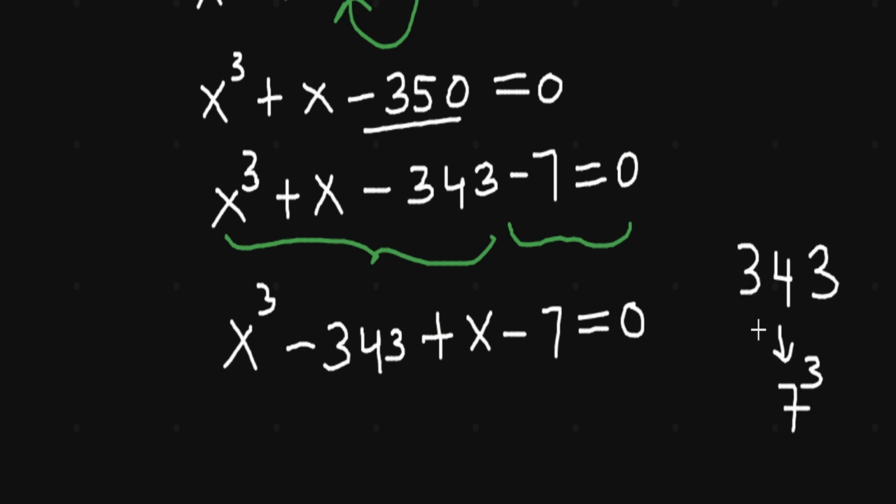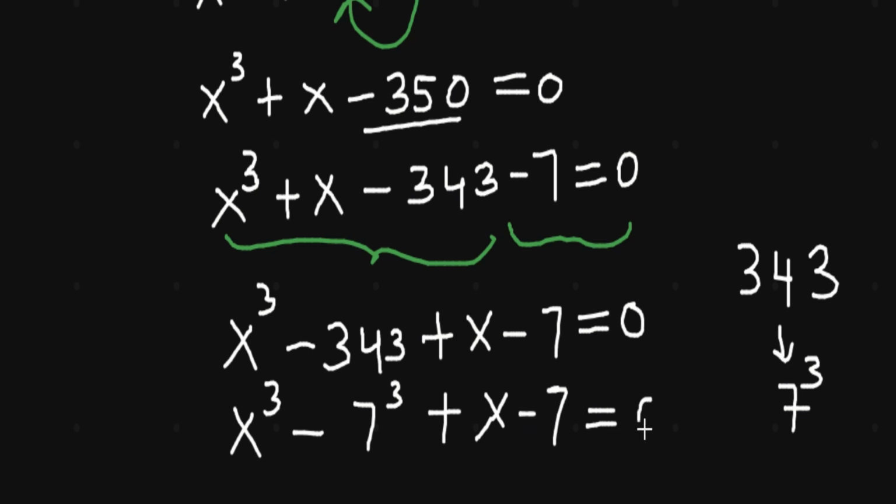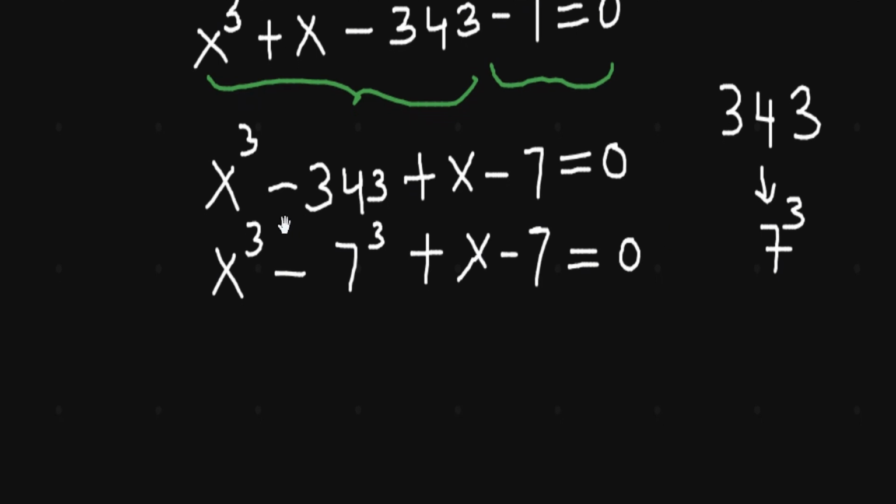So here the value of 343 is 7 cube. We are writing 7 cube in the place of 343 here. So x cube minus 7 cube plus x minus 7 is equals to 0 here.